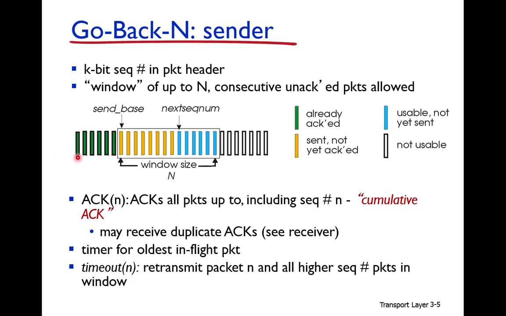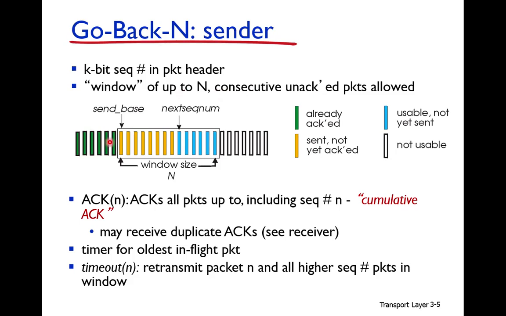For example, the sequence numbers start from 0, 1, 2, 3 and go up like this. In Go-Back-N we are using a k-bit sequence number in the packet header. So when the data is received, packets are assigned a sequence number as per the slot. Suppose we have a window of size N. What does it mean? That up to N packets can be sent at a time, unacknowledged. So these are the consecutive unacknowledged packets that are allowed to be sent.